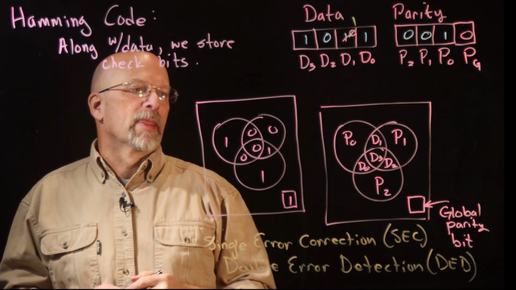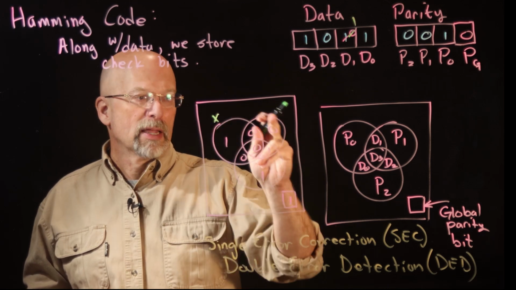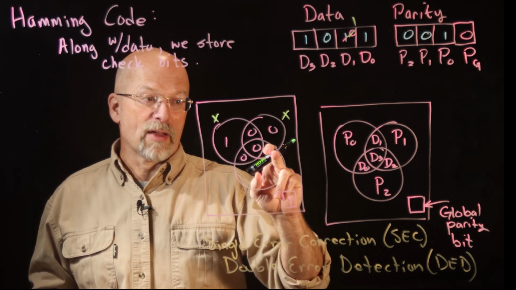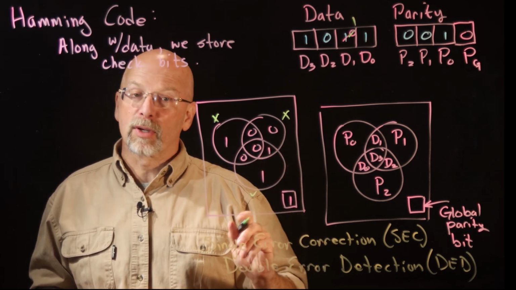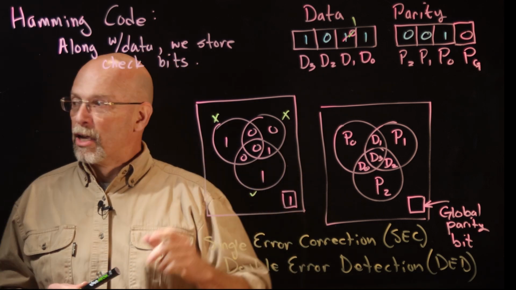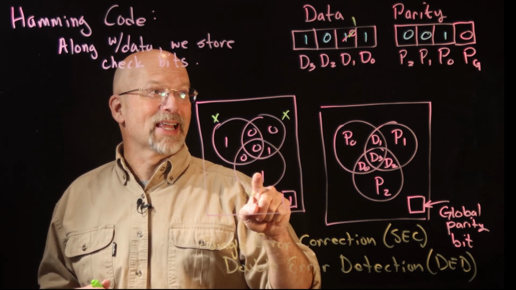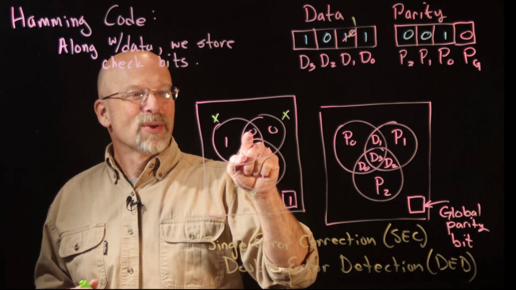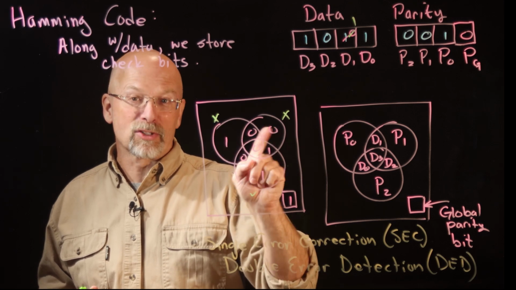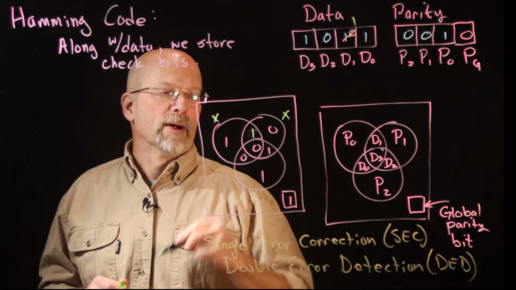Well, let's take a look. In this circle, I have 1, 1. So there is a problem in this group. In this circle, I have 1, 1. There's a problem in that group. In this circle, I have 1, 2 1s. This group is okay. Remember, we start out, we ignore the global parity bit. We just try to fix it. So I've got a problem in this circle, a problem in this circle, no problem in this circle. It looks like poor old D1 has gotten it again. So that bit right there is the only bit that is a member of this group and this group, but not this group. So we flip it. And after we flip it, we get a 1 there.